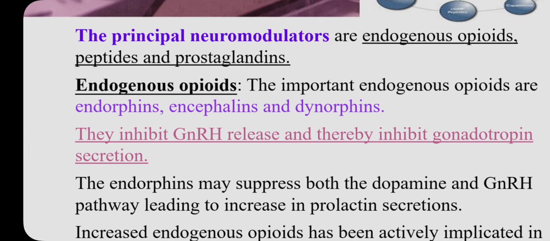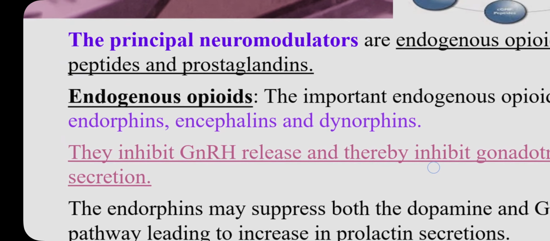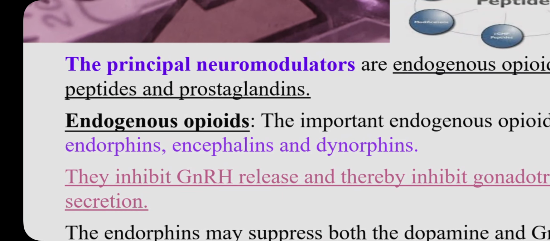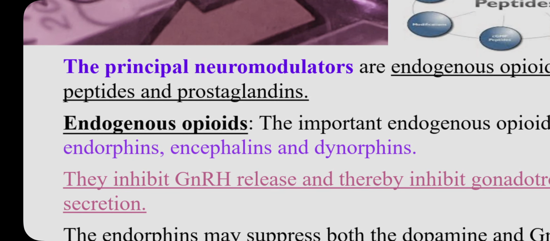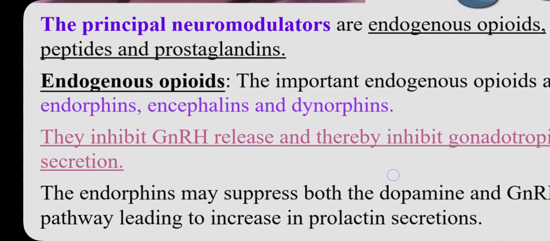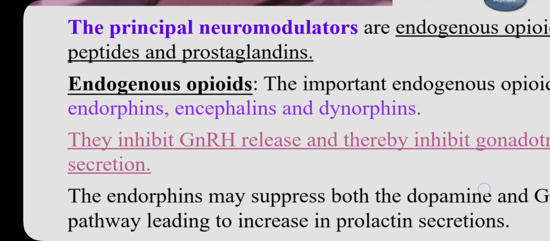Coming to the endogenous opioids, the mainly important ones are the endorphins, encephalins, and the dynorphins. So these are the 3 main opioids: endorphins, encephalins, and dynorphins. Collectively, the opioids inhibit the release of GnRH, thereby inhibiting the gonadotropin secretion.